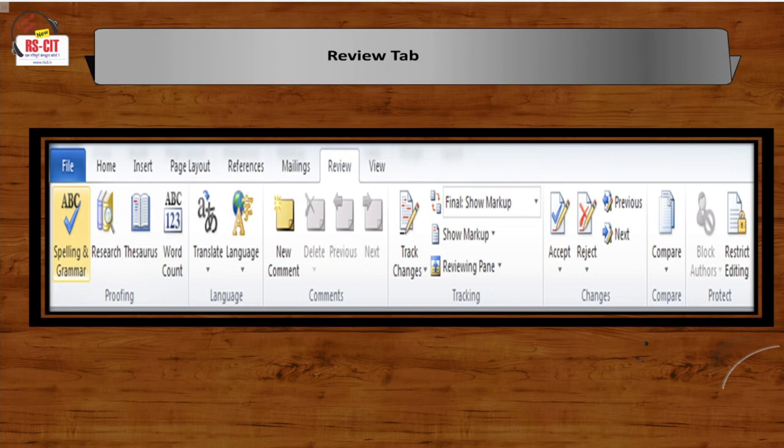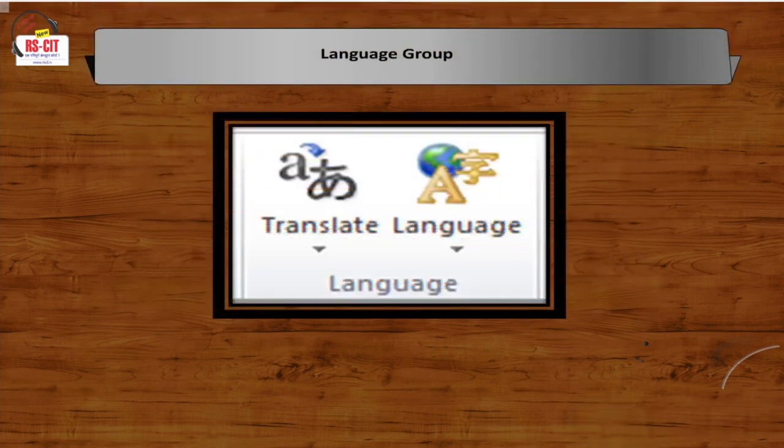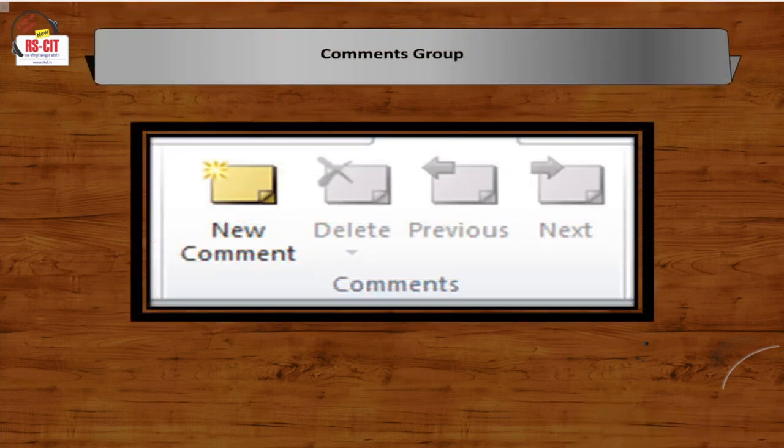Review tab comprises groups like proofing, language, comments, tracking, changes, compare, and protect groups. Proofing group contains spelling and grammar, research, thesaurus, and word count options. Language group has translate and language options. Comments group has new comment, delete, previous, and next options.